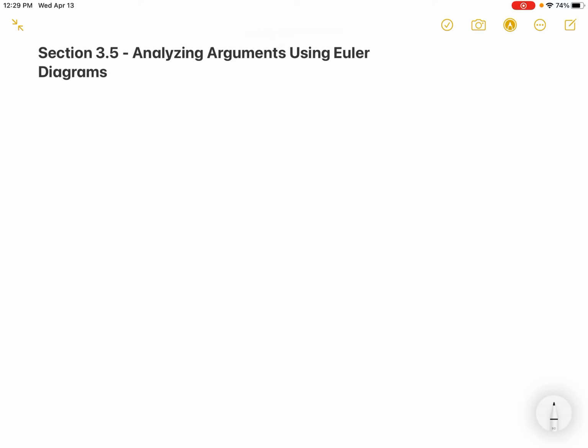They're going to do what they call an argument, and they'll do the same thing in 3.6, but in 3.6 we're going to use truth tables. But let me give you a first example. So for that first example, I'm going to write this.